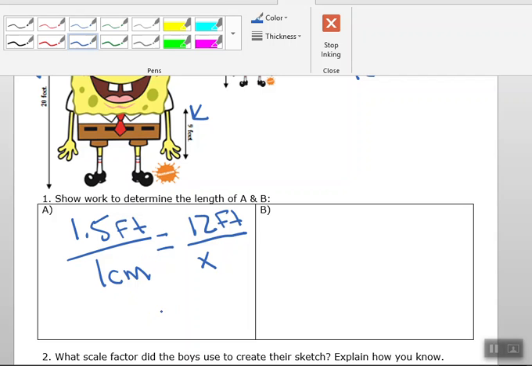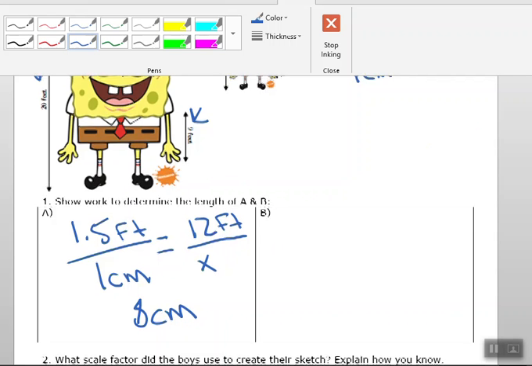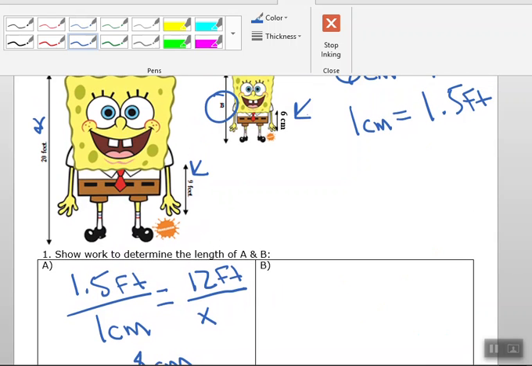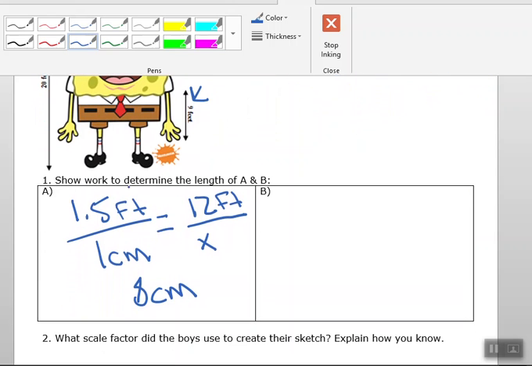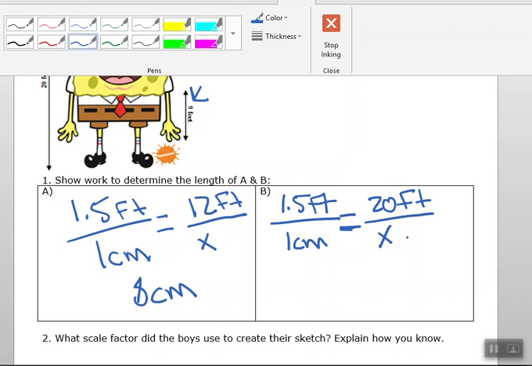Okay. And so I know that that part of the drawing is 8 centimeters. Taking a look at the second section here, part B, so I have 1.5 feet is equal to 1 centimeter, and I'm going to set that equal to 20 feet is equal to X centimeters.